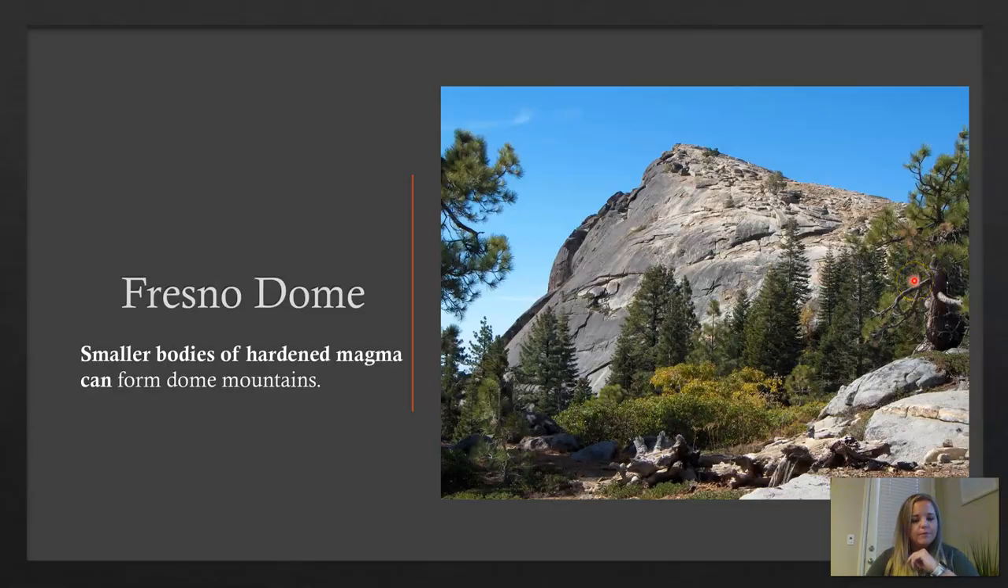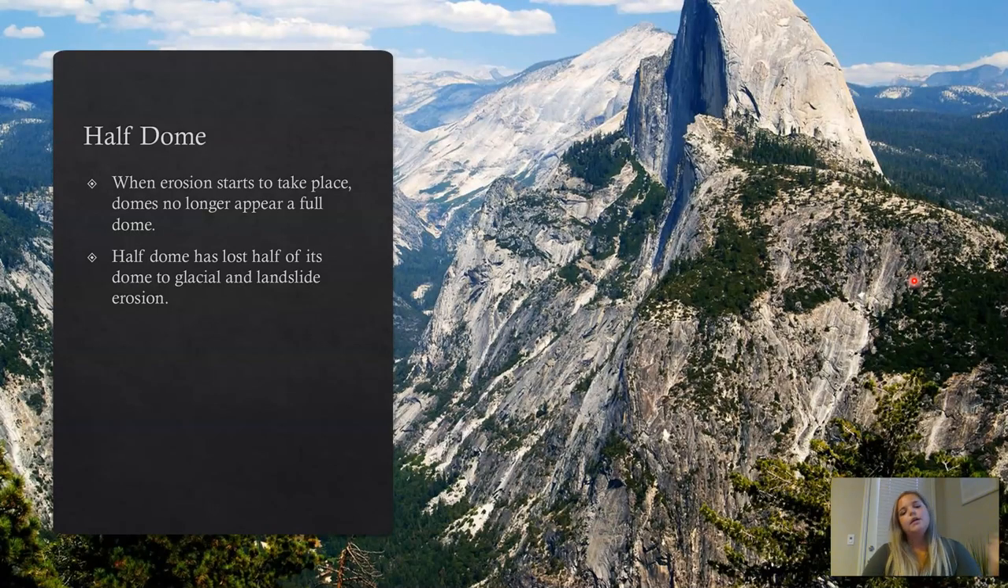You're probably more familiar with Half Dome. But Half Dome is where erosion has started to take place a little bit more than on the Fresno Dome, because Half Dome is only half of a dome now. Half Dome used to be a full dome, but glacial erosion, landslides, and rock falls, which are pretty evident in this photograph, have removed half of its rock, so you only see half of the dome. All right, and then in the next video, we will talk about igneous rocks.